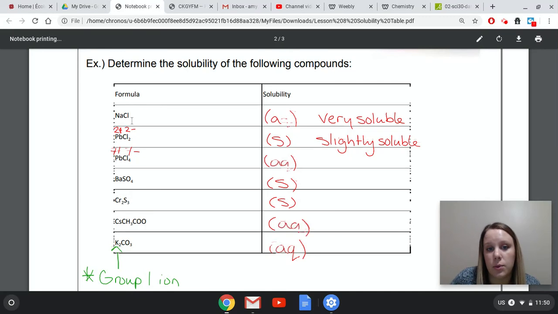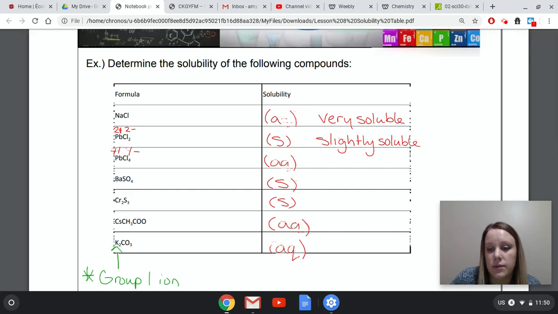NaCl is the example we just did. We discovered that it's very soluble, so we would write aqueous behind NaCl. The next one here, we've got chloride again, which we know is a charge of -1, and we're seeing 2 ions. So 2 -1 charges would make -2. The reason why I'm doing this is because I need to figure out what lead this is. Is it lead 2 or lead 4?